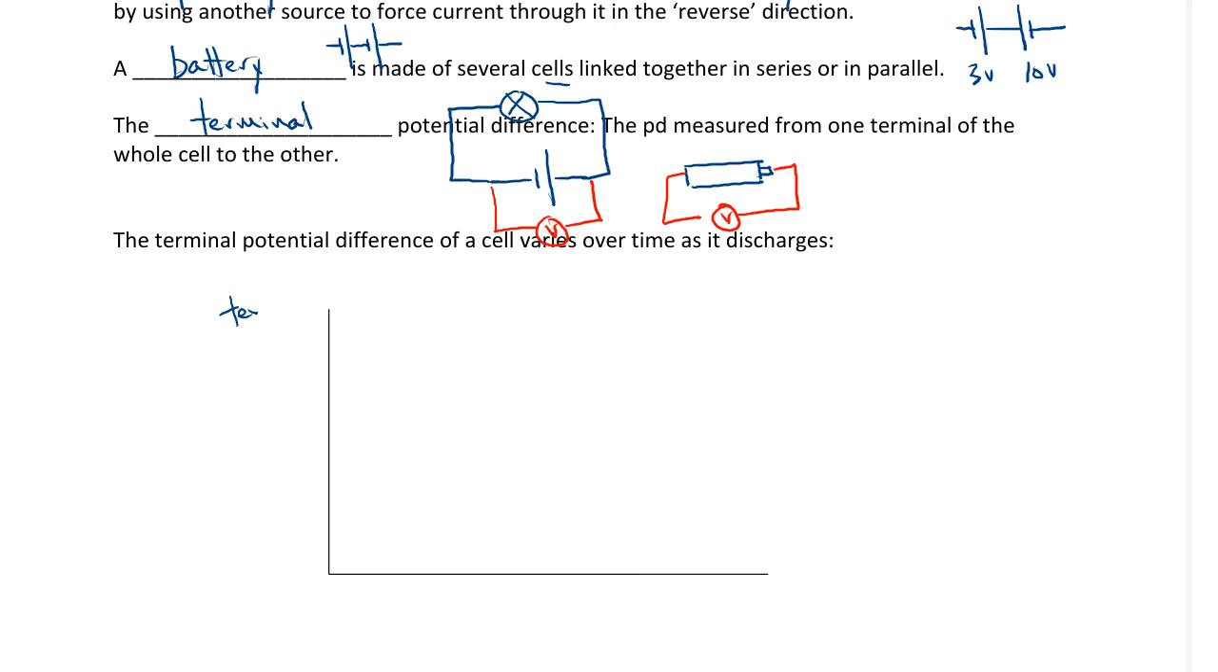So if this is the terminal potential difference on the y-axis in volts, and this is time, at the start of the life of a cell, it actually starts above its rated potential difference, and then it declines rapidly and then stays at a plateau for most of its life until it is just about ready to completely discharge, and then it drops off rapidly. So it starts above its rated potential difference, spends most of its life at about its rated potential difference, and then drops off rapidly as it discharges. So that's an introduction to some terminology around electrochemical cells.